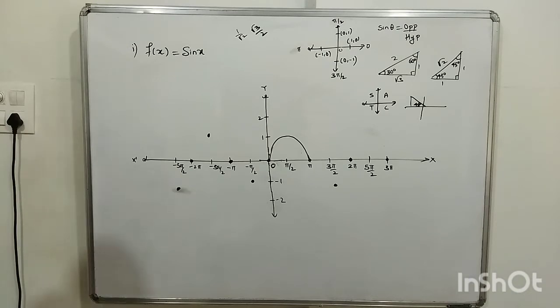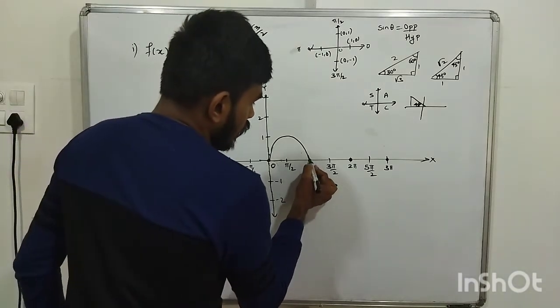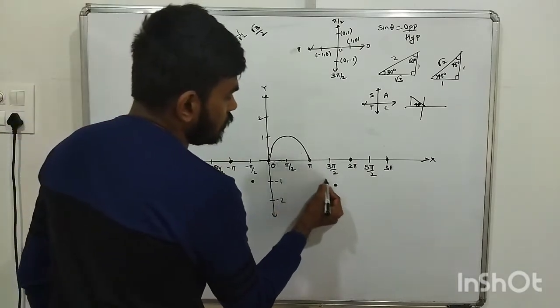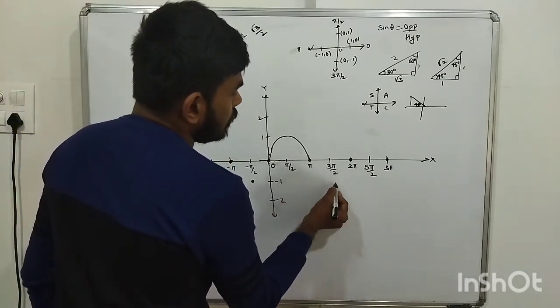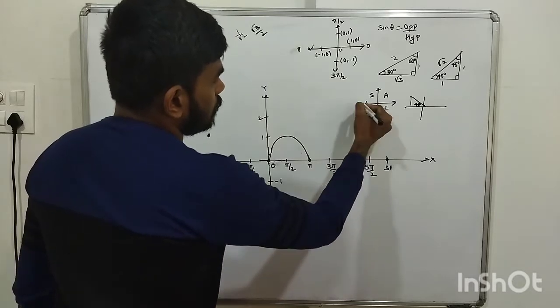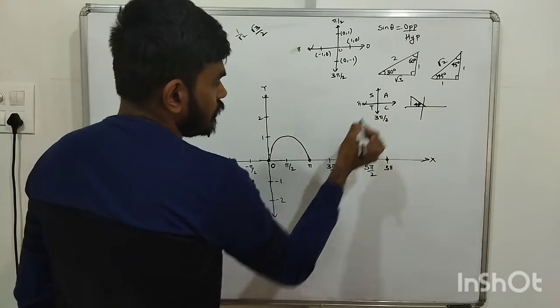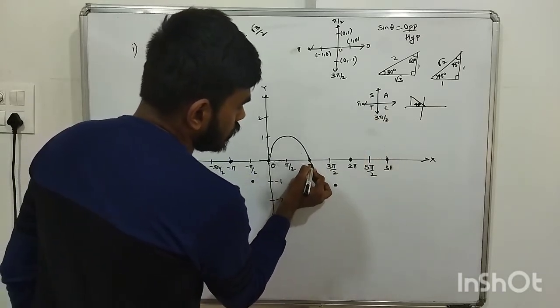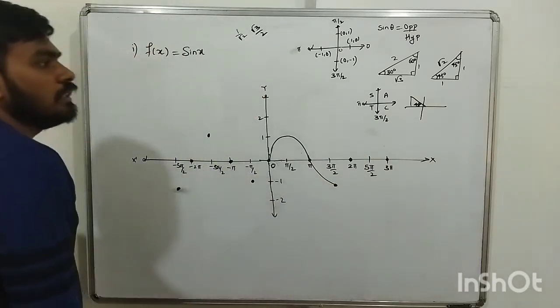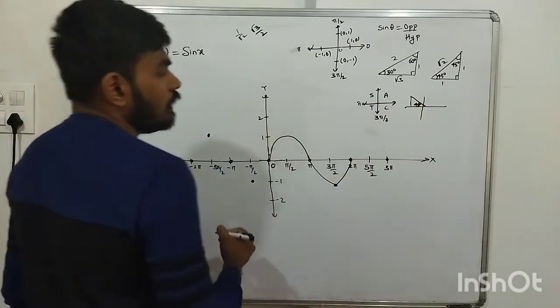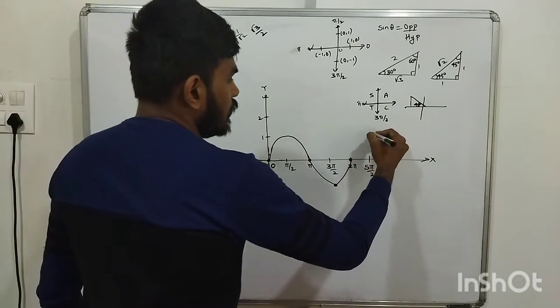Similarly, here all these values are negative. If you check in the middle, all these values are negative from pi to 3 pi by 2, where this is pi and this is 3 pi by 2. Here sine is negative, so all these values will be negative like this. And similarly 3 pi by 2 to 2 pi, here also sine is negative, so it will come here. After that it will come here.